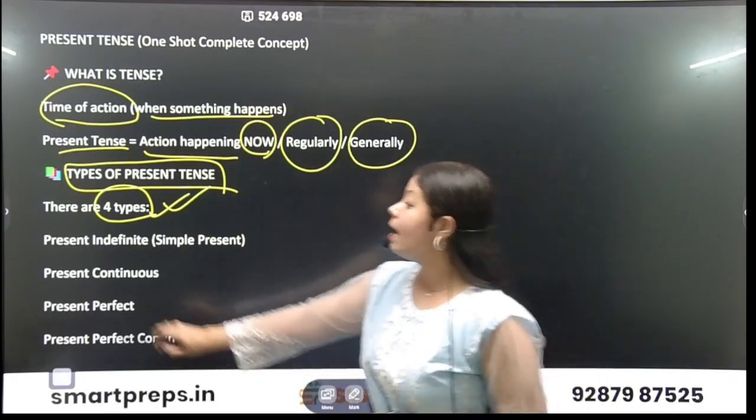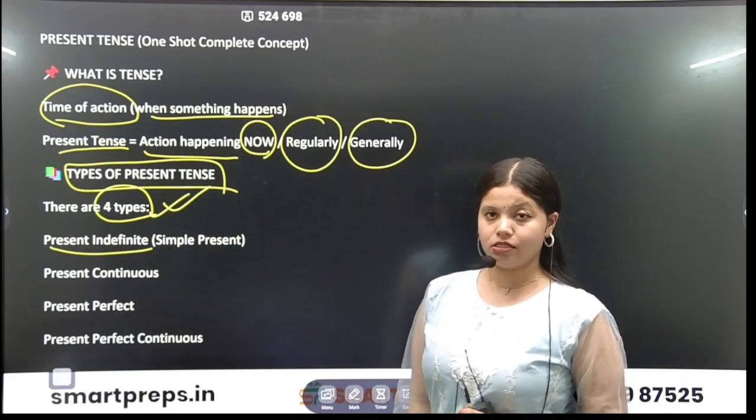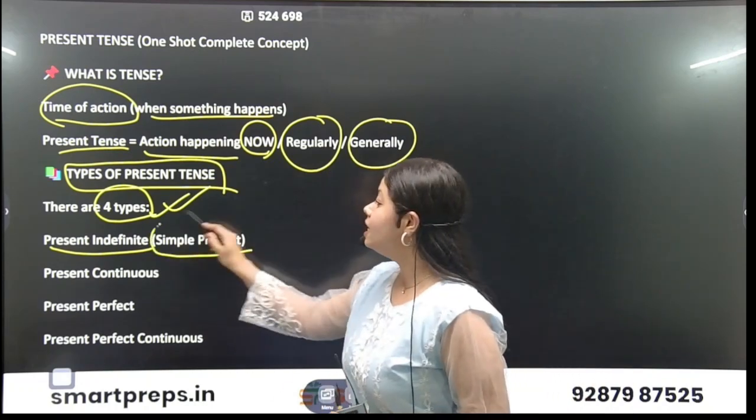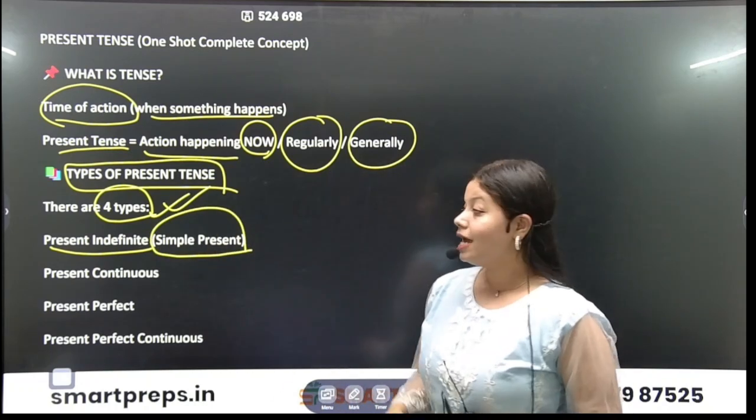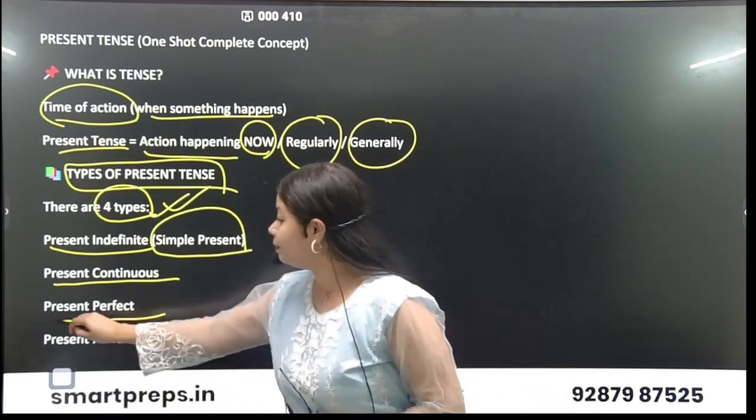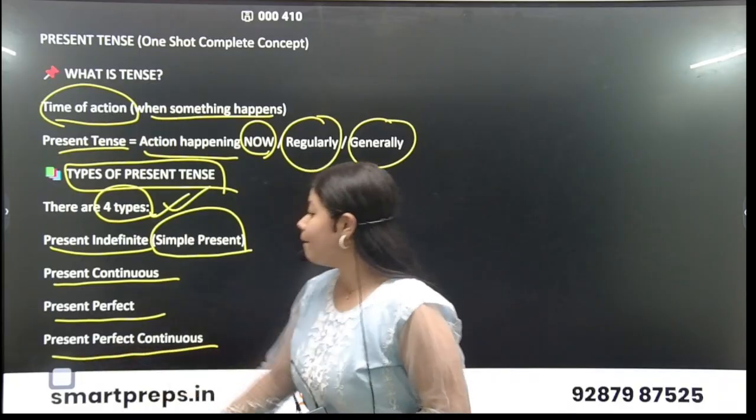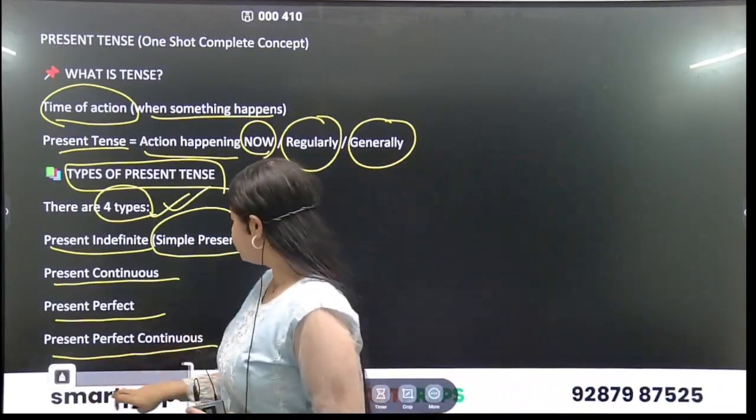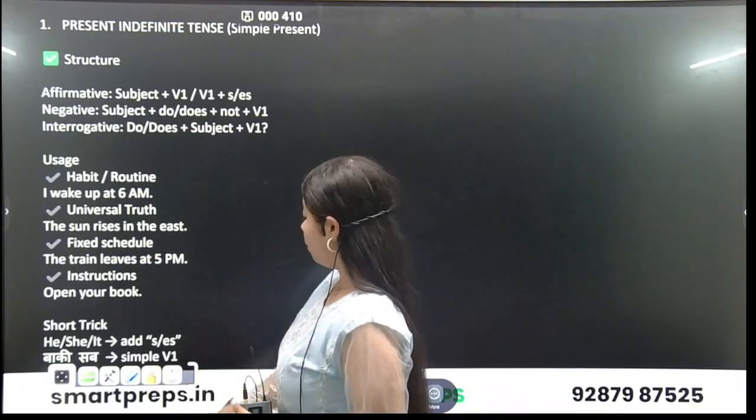First one is present indefinite. In other words, we also say simple present. Next is present continuous. Next is present perfect. And the fourth one is present perfect continuous. Now let's understand each of them one by one.